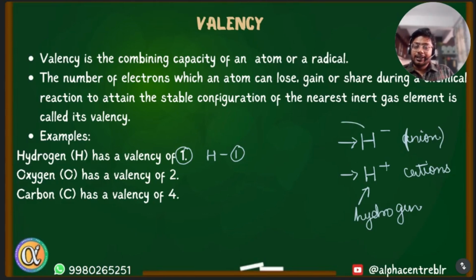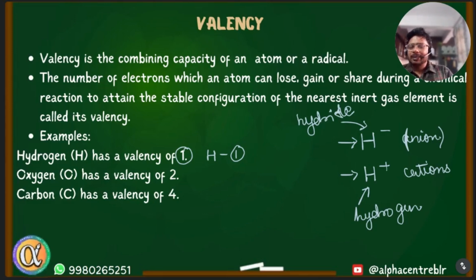But when it takes an electron and shows a negative valency, the same hydrogen becomes an anion. What is the name for this anion? H minus anion. This is called hydride. So when hydrogen takes an electron and becomes a negative anion, it is known as hydride. Clear?